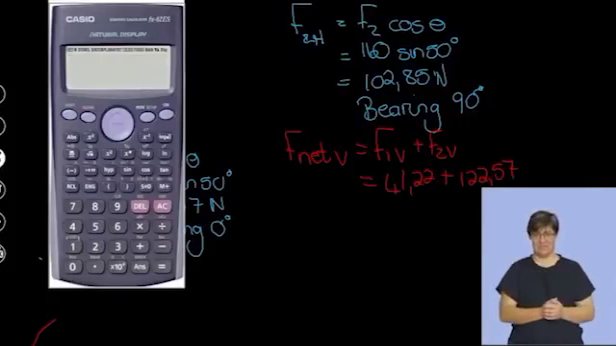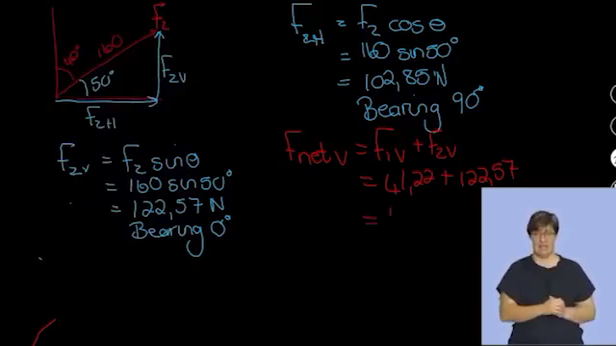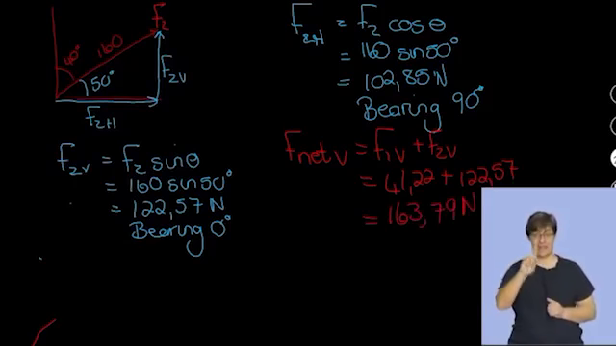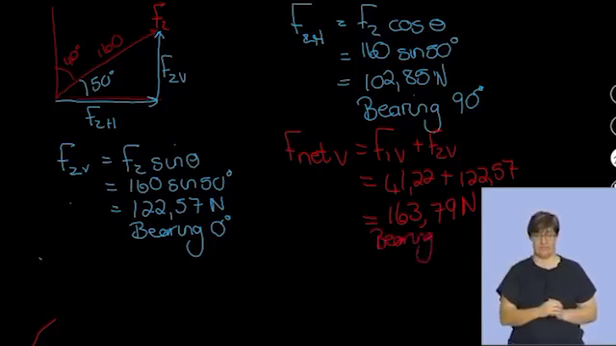Okay, so we got 41.22 plus 122.57. And no fractions, we don't like fractions. So this gives me 163.79 newtons. It's a vector, so I need a direction. And this one was the vertical one, so this is bearing 0 degrees. All right, we've done the net vertical.